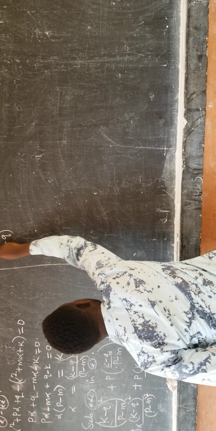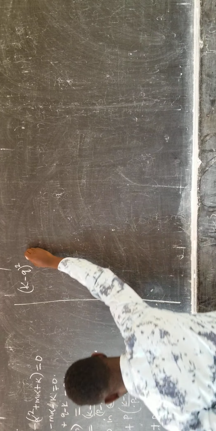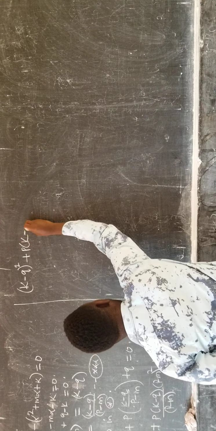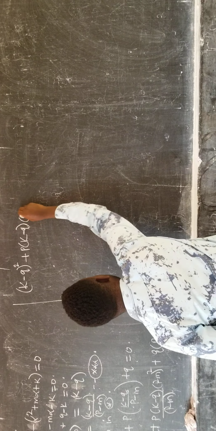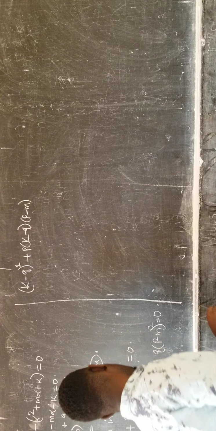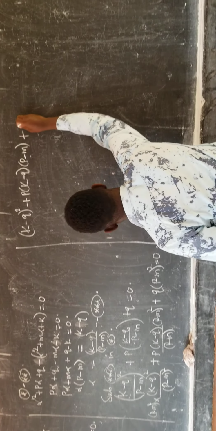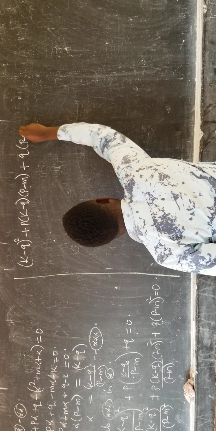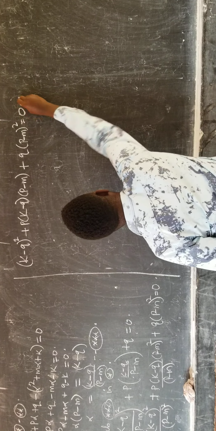Therefore, now if we try to cancel, this one will cancel and we remain with k minus q squared. Here, p minus m will cancel once. When it cancels once, we will remain with plus p into k minus q into p minus m, because one of them has cancelled. Then plus q into p minus m squared. This one is equal to 0. Keep referring to where we are going.